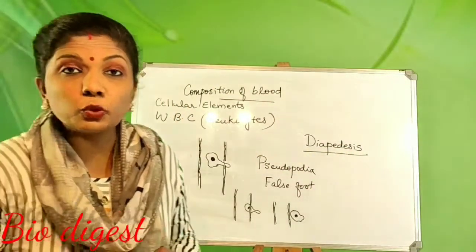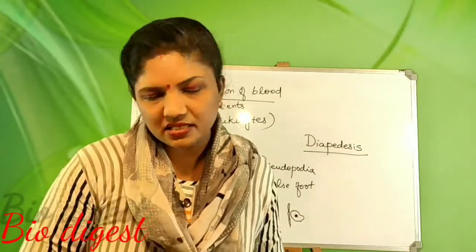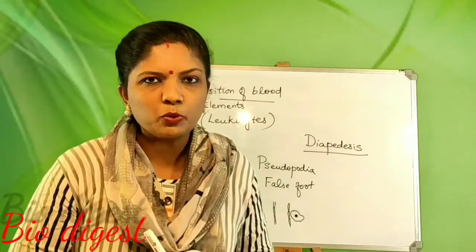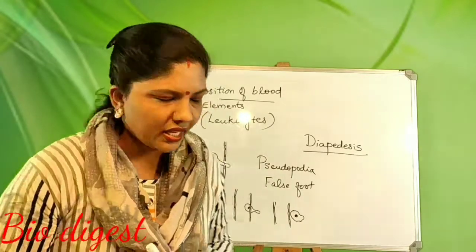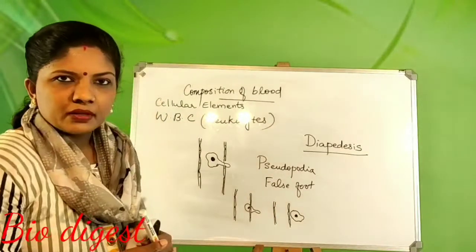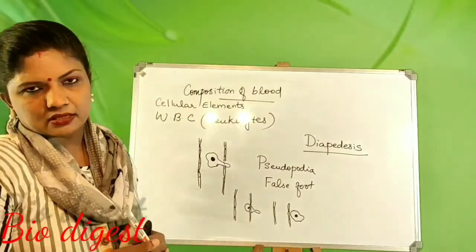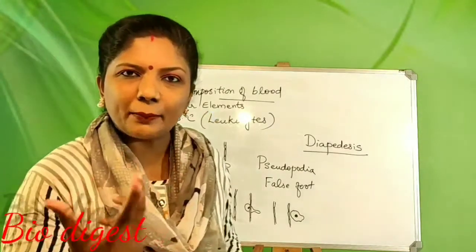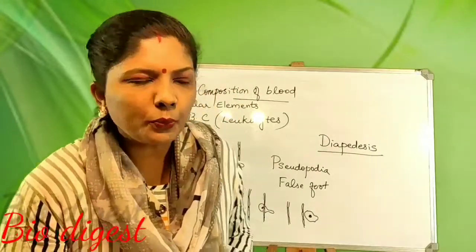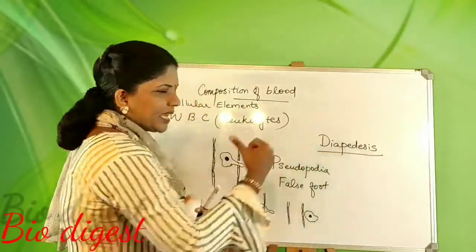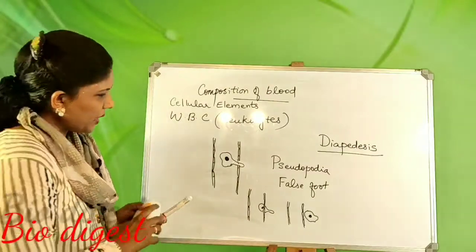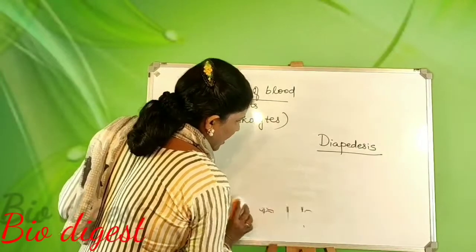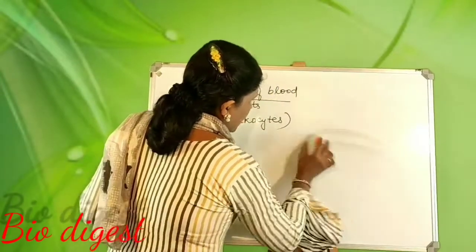Again, this can come for the board exam. What is diapedesis? Diapedesis is the squeezing out of WBCs by producing pseudopodia through fine narrow capillaries. So squeezing out of WBCs through fine narrow capillaries by producing pseudopodia is what is called as diapedesis. Okay, so that is one peculiar feature that is carried out by the WBC.